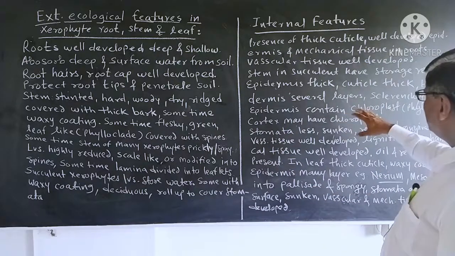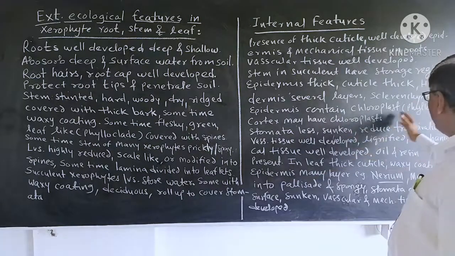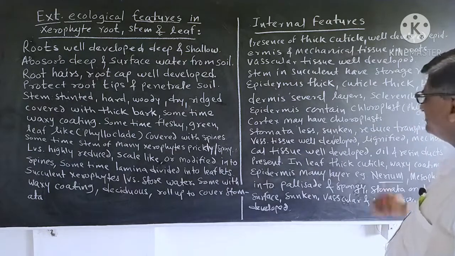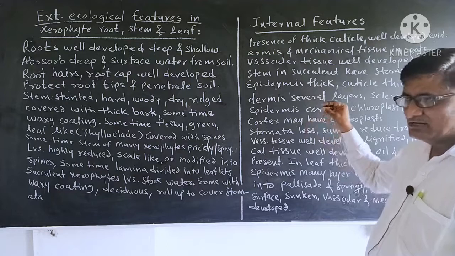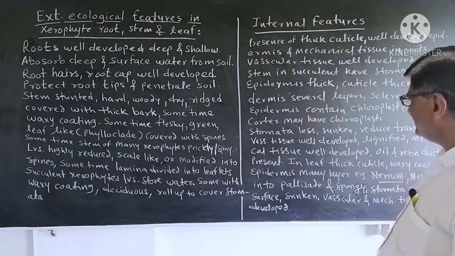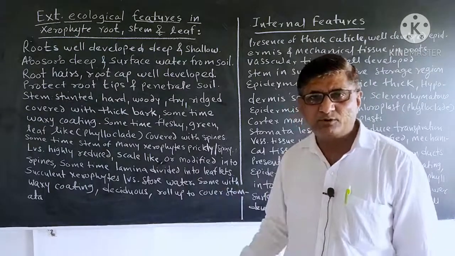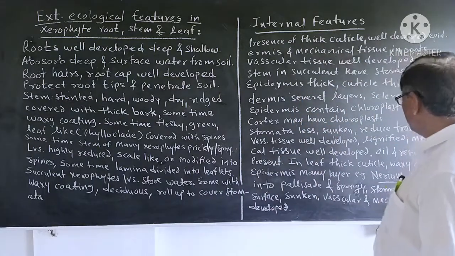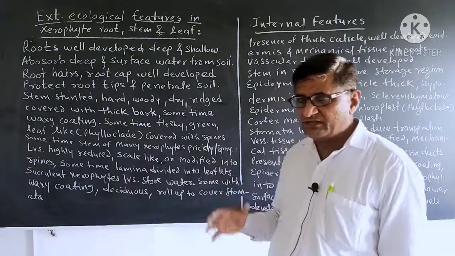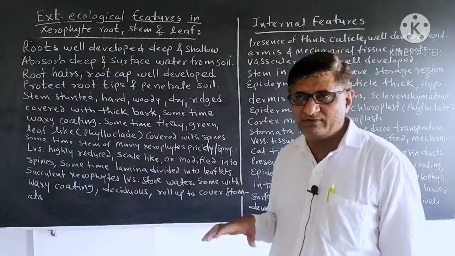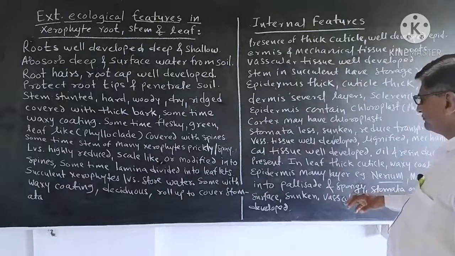Also, the hypodermis or epidermis contains chloroplast in the case of the phylloclade stem, and they can perform the function of photosynthesis when the leaves are reduced or absent. In such cases, the green stem, called a phylloclade, performs the function of photosynthesis. Also, the cortex of the stem may contain chlorophyll pigment, and it also helps in the photosynthesis process.